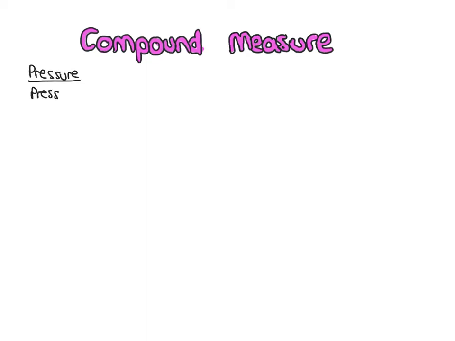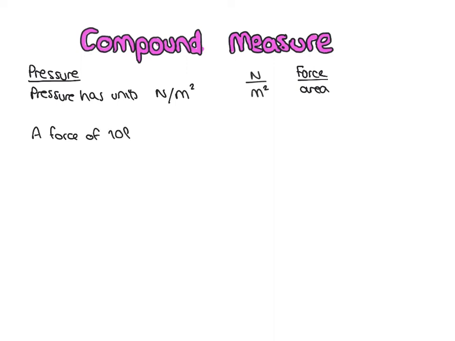We can apply a similar logic when we're looking at pressure. So pressure has units newtons per metre squared, newton over metre squared. So that's a force and that's an area. So a force of 108 newtons is applied across 4.5 metres squared. Work out the pressure.